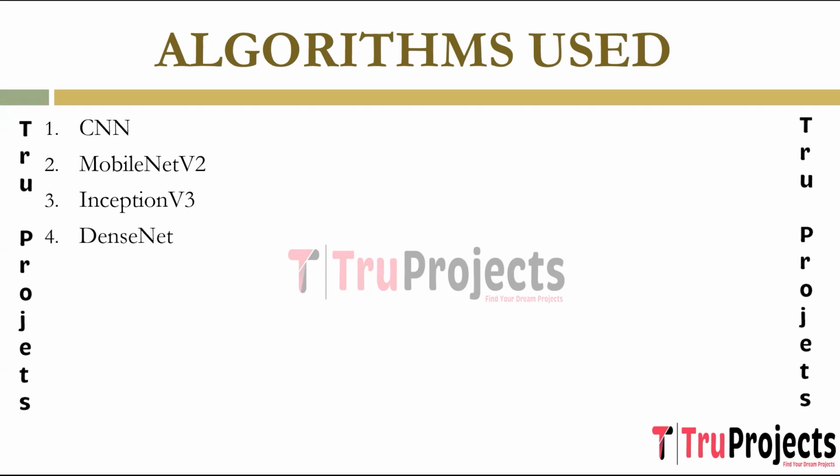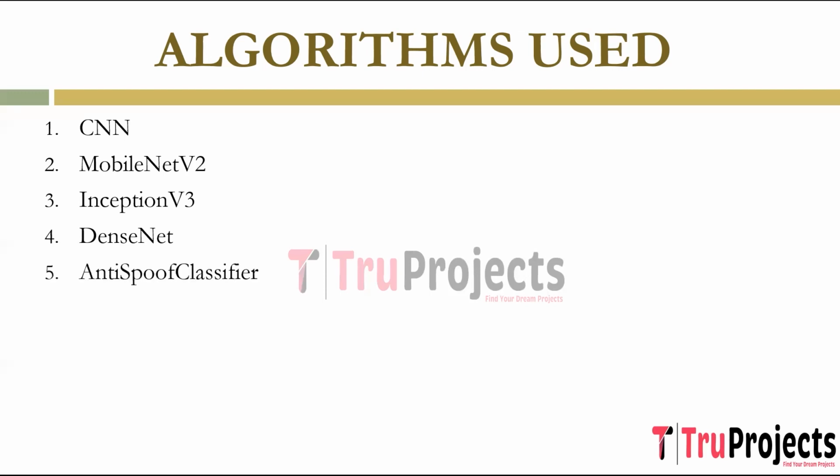The next algorithm is DenseNet. DenseNet is a deep learning architecture that introduces dense connectivity between layers, where each layer is connected to every other layer in a feed-forward fashion. This facilitates feature reuse and enables the network to be more parameter efficient. DenseNet has shown promising results in various computer vision tasks, including image classification and object detection. Its dense connectivity helps to capture fine-grained features in facial images, which can improve the accuracy of real versus fake face detection.